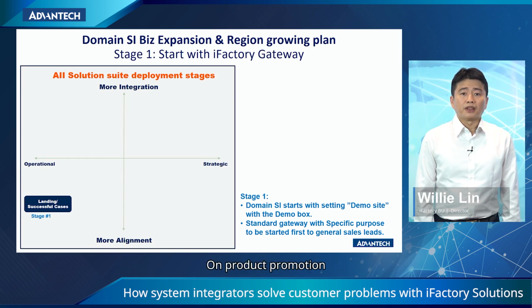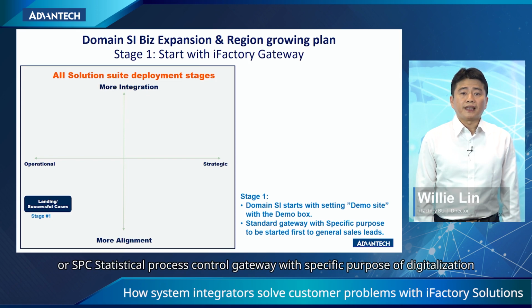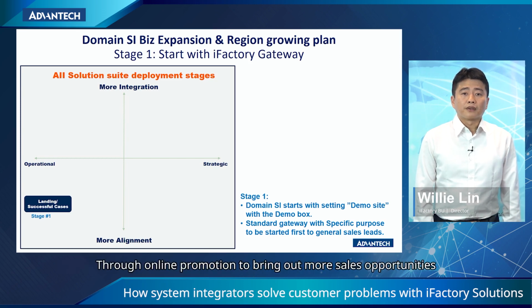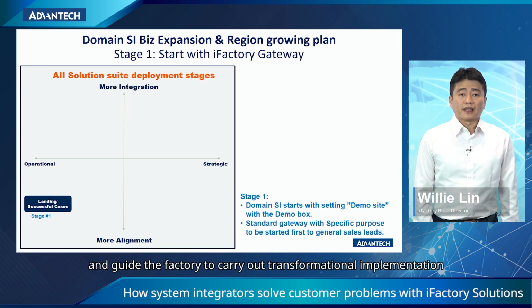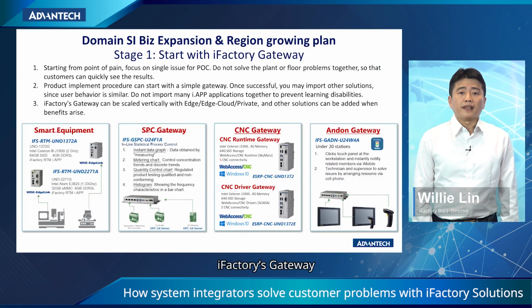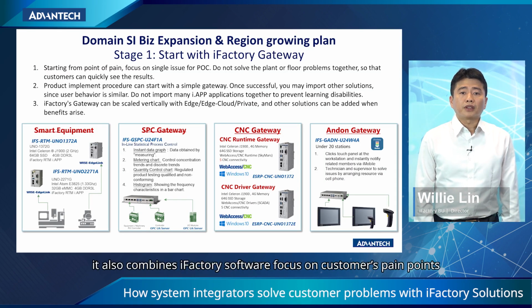On product promotions, we recommend starting from RTM, Real-Time Monitoring Gateway, or SPC, Statistical Process Control Gateway, with a specific purpose of digitalization. Through online promotion, bring out more sales opportunities and guide the factory to carry out transformational implementation. iFactory's gateway, in addition to hardware, also combines iFactory software, focusing on customers' pain points.